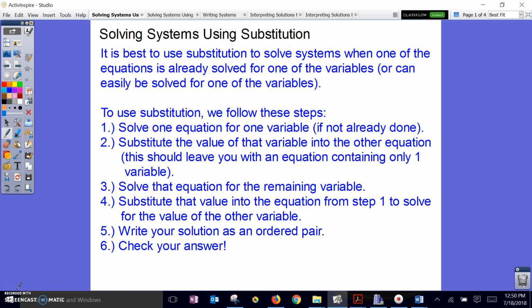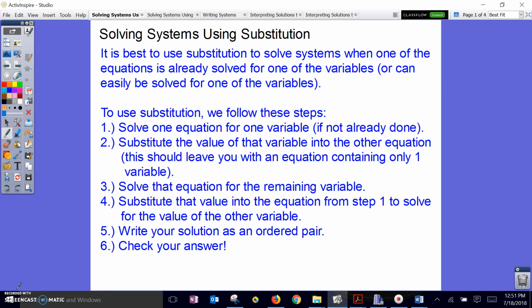It says here it's best to use substitution to solve systems when one of the equations is already solved for one of the variables, or if it can be easily solved for one of the variables. So if one of the equations is y equals 5x minus 6, that equation's already solved for y, that's a good opportunity for us to use substitution. Or if we have an equation that we can really easily solve for one of the variables, say something like 2x plus y equals 5, it's really easy to just subtract 2x from both sides and get y by itself. Those are the optimal times to use substitution.